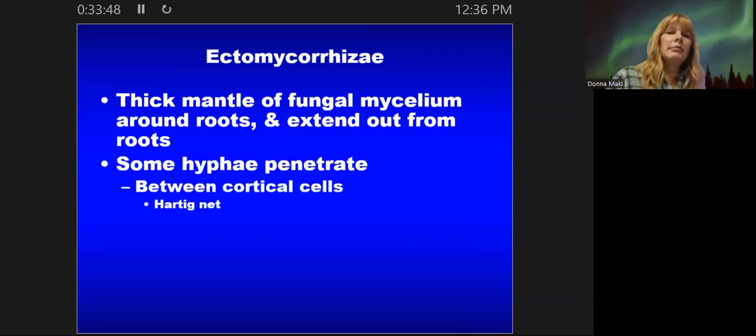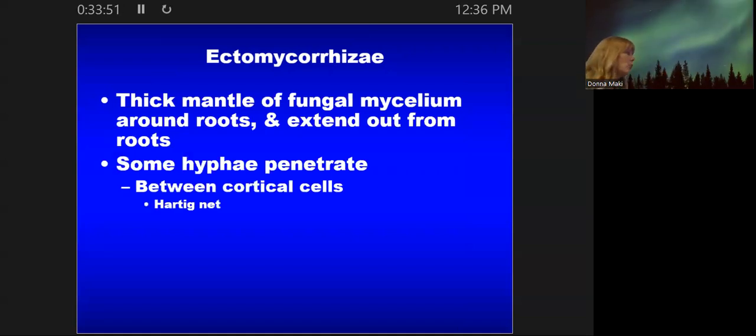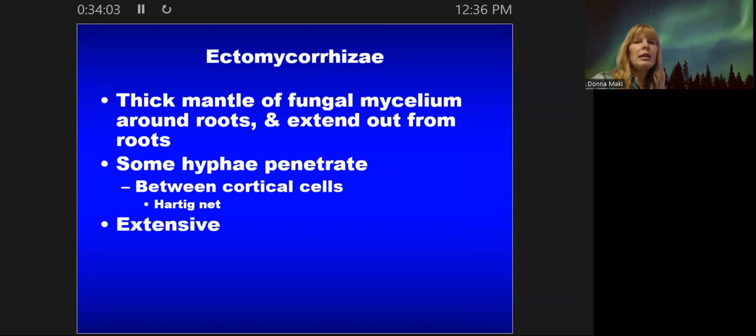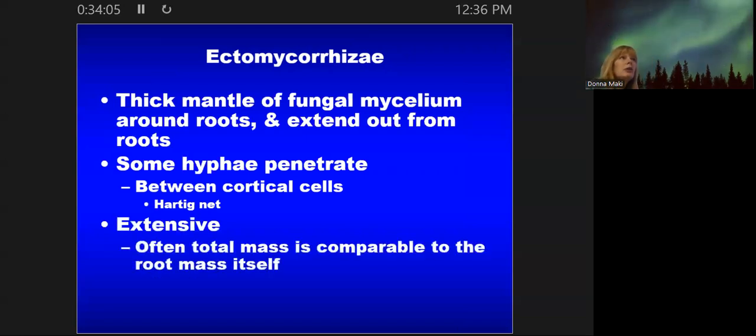And then some of the hyphae will grow into the tissue, but it's just in the cell wall space. The hyphae will kind of course through the tissue and grow in the cell wall space. So with ectomycorrhizal, when you dig up a plant that has ectomycorrhizae, the biomass is significant. Often the total mass is comparable to the actual root biomass. And so that's a lot of fungal tissue. So it's very, very significant.